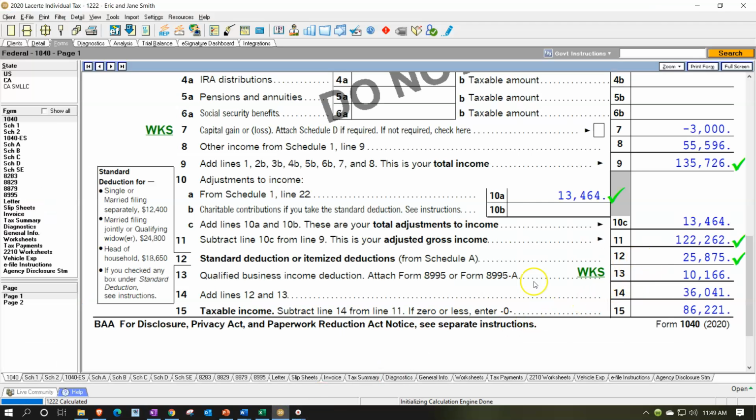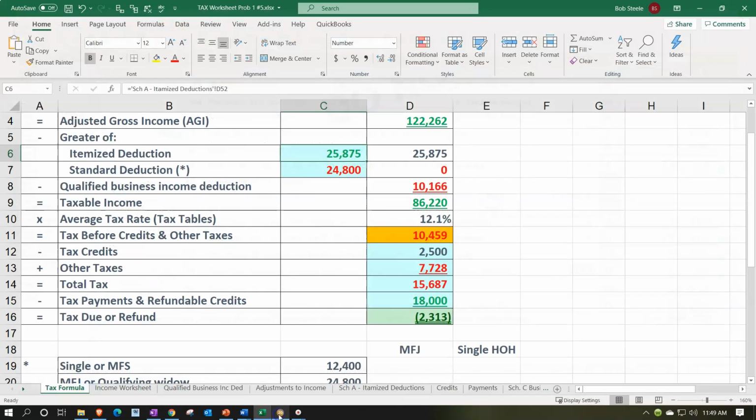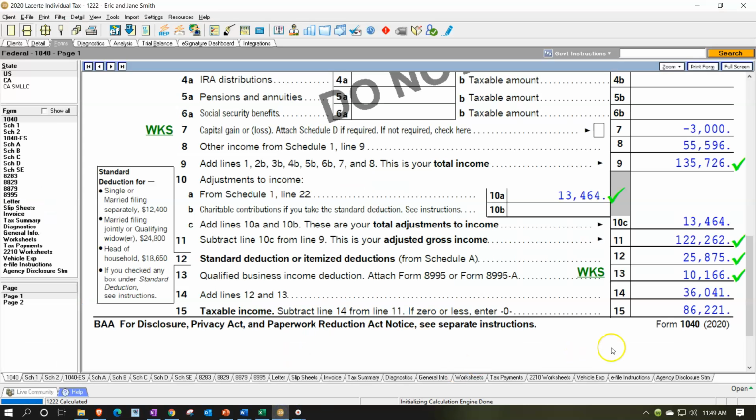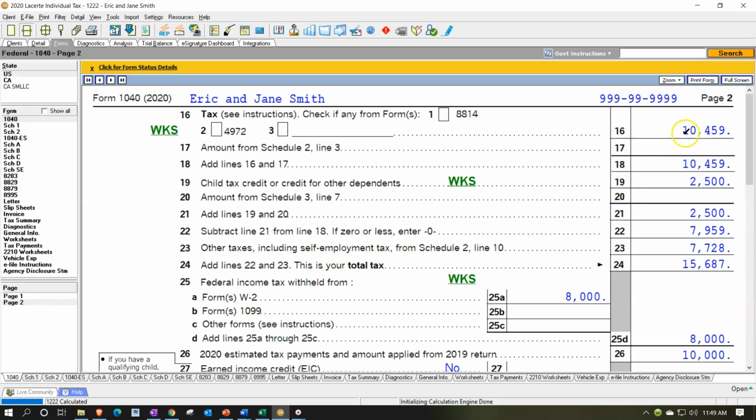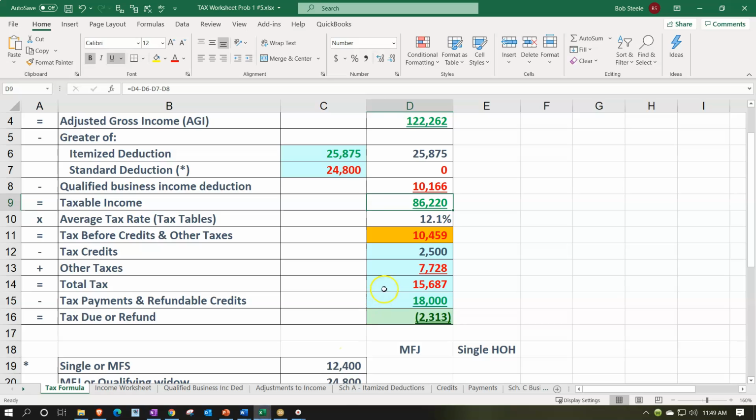That looks good. And then we have the qualified business income deduction of the 10,166 at this time. So we got the 10,166 here. That gives us our taxable income, 86,220. So we got 86,220. That looks good. Then page 2, calculating the tax, 10,459. So we've got the 10,459, that coming from the software.